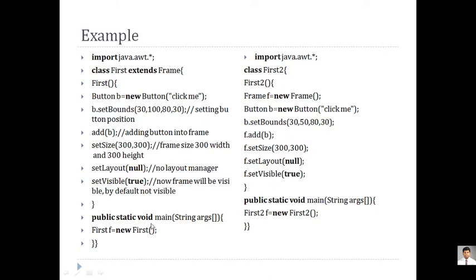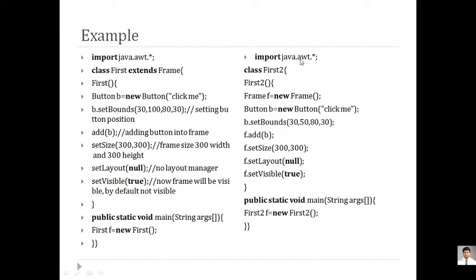Okay. Now this is my executing function, that is public static void main. In this, I am creating the object of this class. That is, I am indirectly calling the constructor of this class, First, by saying First f = new First. Now this is one example.